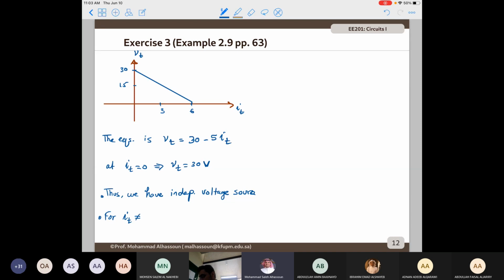So for It not equal to 0, the voltage is also changed by a factor that's proportional to the current. And in this case, we see that there is a linear relation in the change of the voltage.